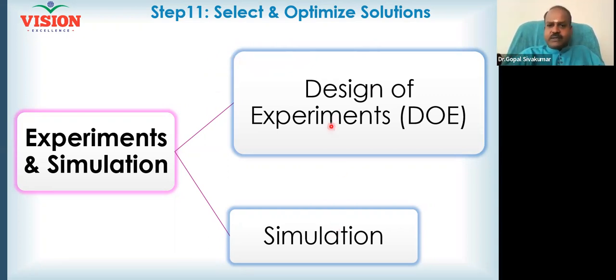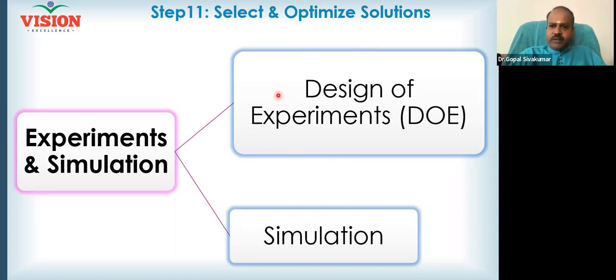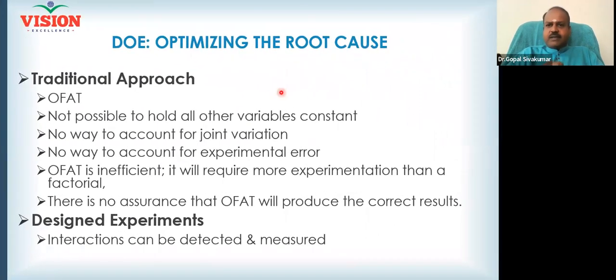Now, so there is simulation. There is also design of experiments. And I am here not to teach the simulation. I am here to teach you the principles behind design of experiment, so that when DOE is required in your project, you will do it correctly. So again, when it comes to design of experiment, there are two methods. One is the traditional method, the other one is designed experiment. The main advantage of going for designed experiment is that interaction can be detected.